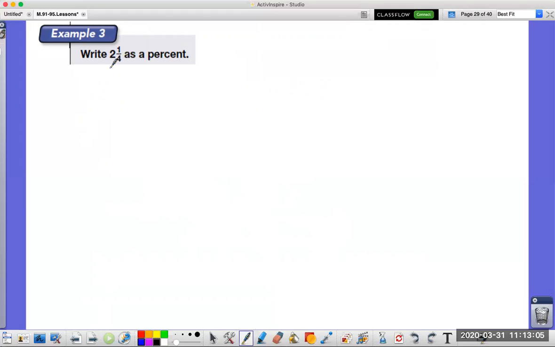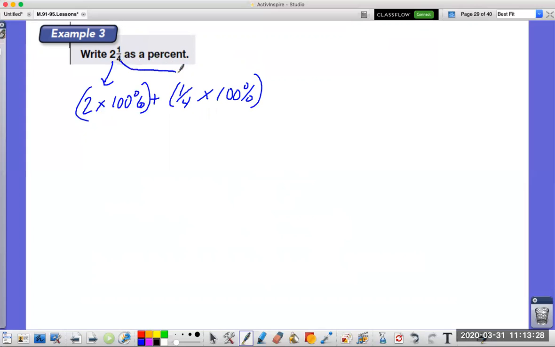Well, if I'm going to do this, I could do it a couple of ways. I could break this down into 2 times 100% plus 1/4 times 100%, because it's 2 and 1/4. Remember, 2 and 1/4, and I'm going to multiply both of those. Or I could do it this other way.